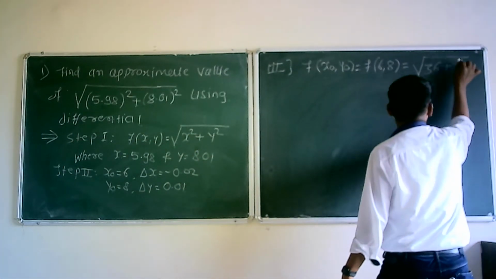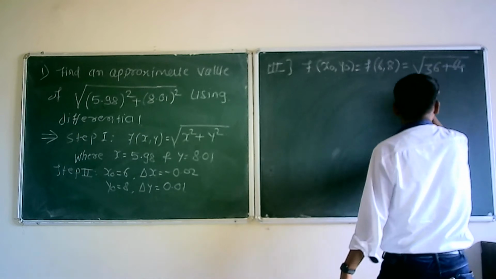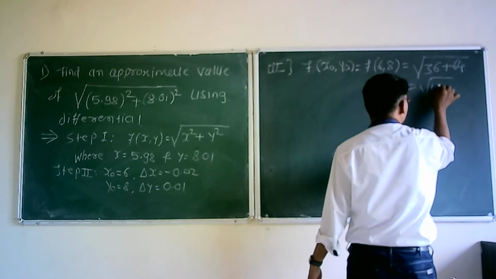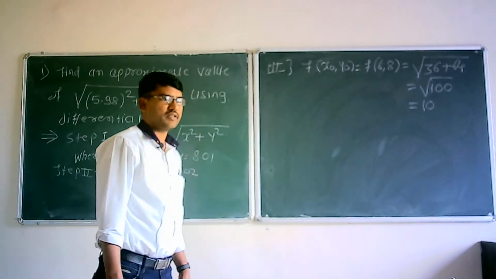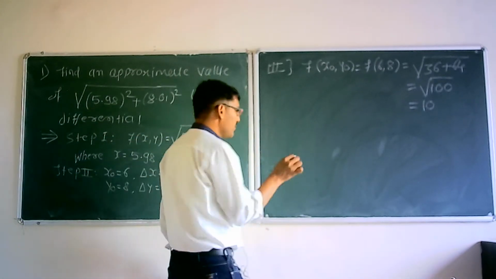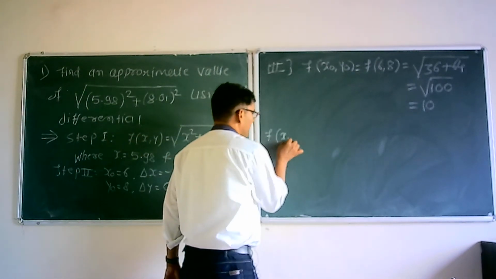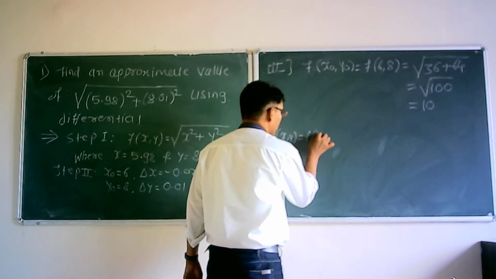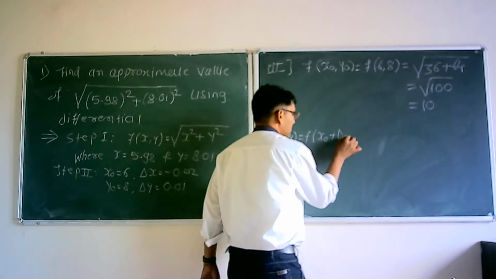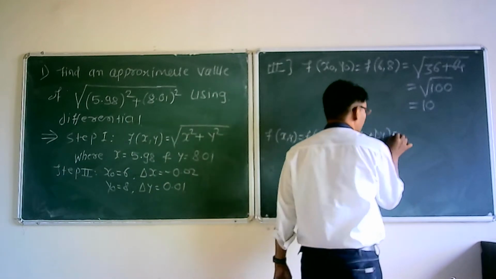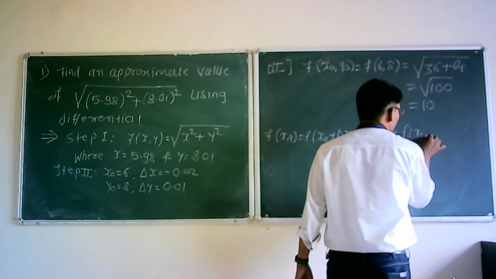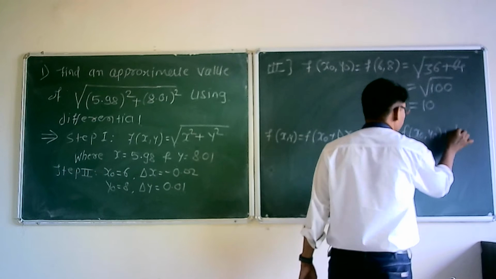And what is the x square? 64. So 36 plus 64, under root of 100, is equal to 10. So f of x0, y0 is 10. What is our formula? Do remember our formula. The formula is f of x, y, which is equal to f of x0 plus delta x, y0 plus delta y, is equal to f of x0, y0 plus df.